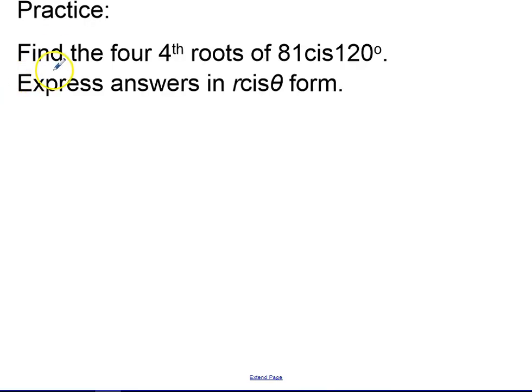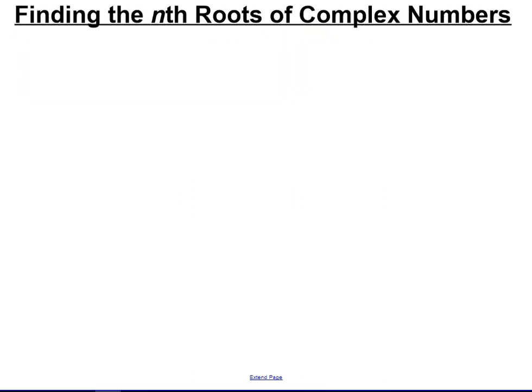In this recording, we're going to learn about the complex roots theorem. First, we're going to understand the theorem, where it comes from, and then we're going to apply it for an example where we find the fourth roots of 81 cis 120 degrees. In other words, the four numbers that you could raise to the fourth power to come up with this complex polar number.